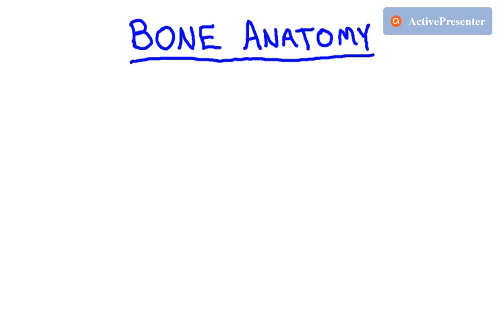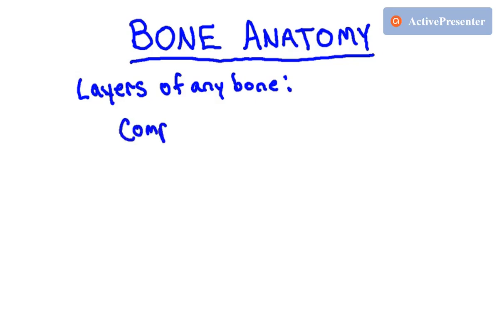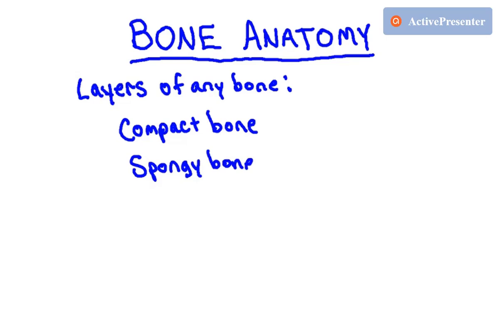And on any bone, the layers of any bone has three components. We have the compact bone, we have the spongy bone, and we have articular cartilage.